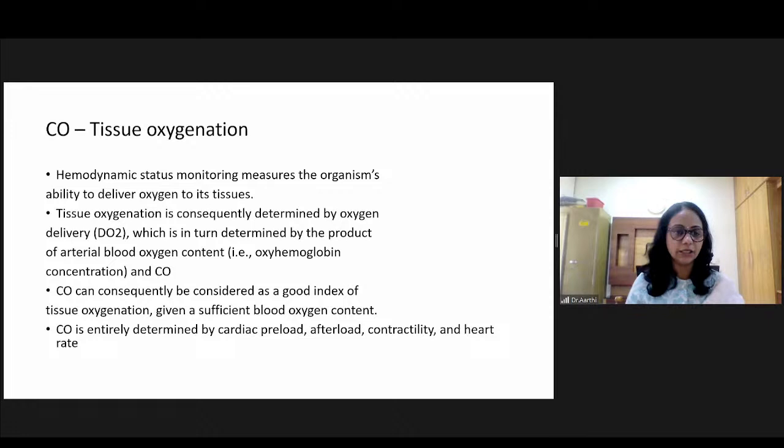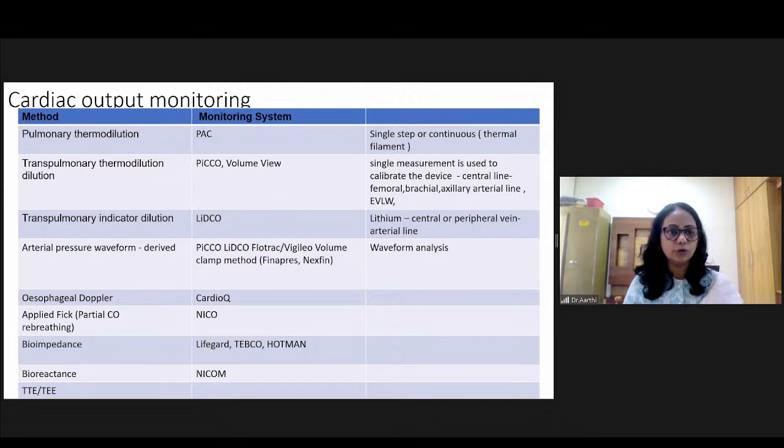So cardiac output can consequently be considered as a good index of tissue oxygenation, given a sufficient blood oxygen content. Cardiac output is determined by the preload, afterload, contractility and heart rate. So there are monitors which are used in assessing the cardiac output. These are all the various monitors and methods which are used to measure the cardiac output in different scenarios to give the status of the hemodynamics of the patient.